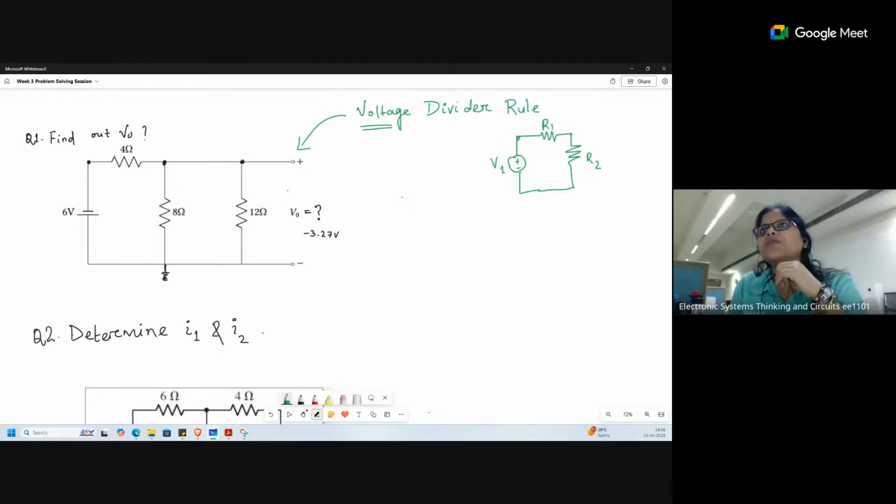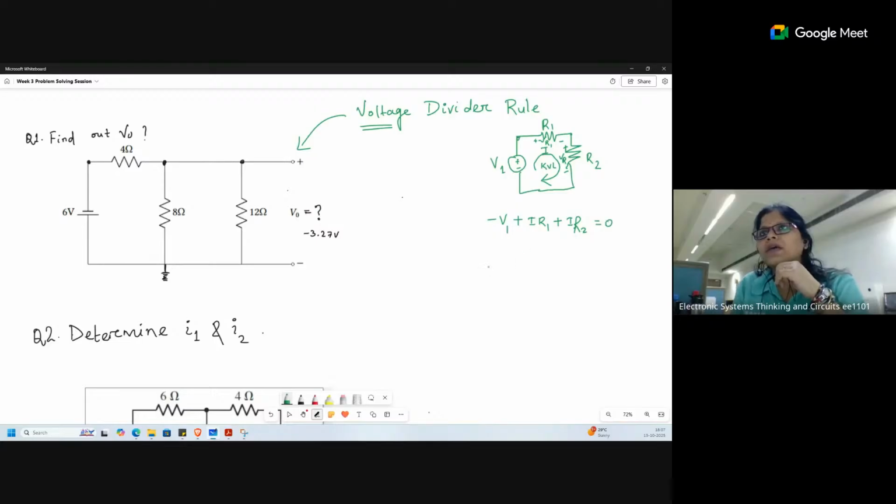So this voltage V1 will be divided among R1 and R2, right? If I apply KVL here, for example, with current I flowing through this, I can write plus minus, plus minus. This is VR1. This is VR2. If I apply KVL, I can write minus V1 plus IR1 plus IR2 is equal to 0.